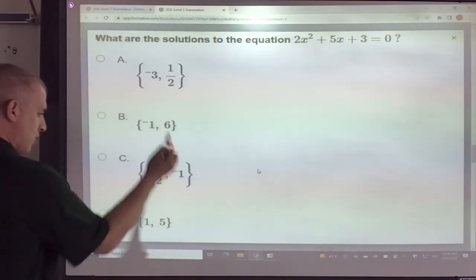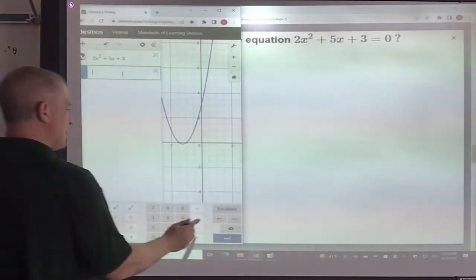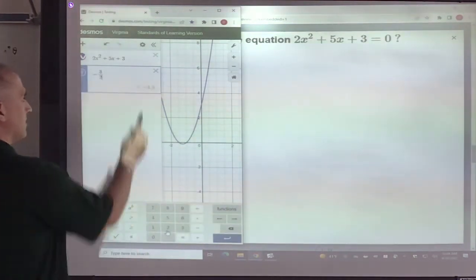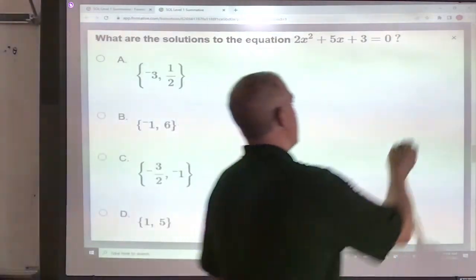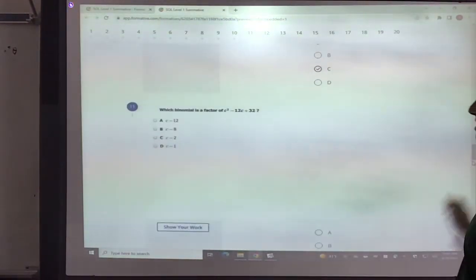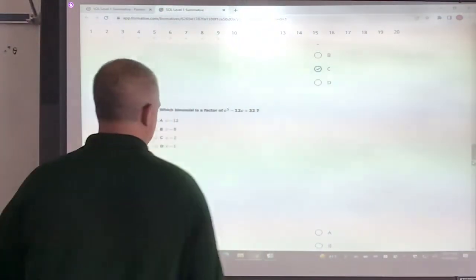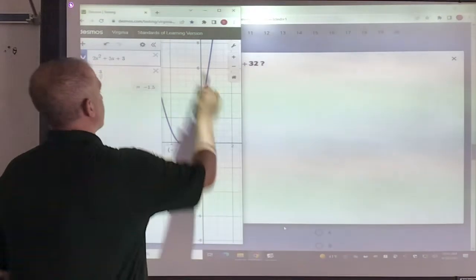Now, if you had any question, well, Mr. Evans, I don't know what -3/2 is, just put that into your calculator. That's -1.5. So that's why that answer is C. Make sure you don't get too far zoomed out on some of this stuff. All right, what is the factor? Now, let's move this over here.